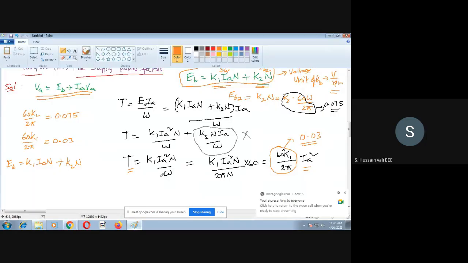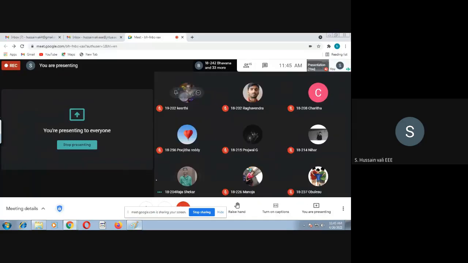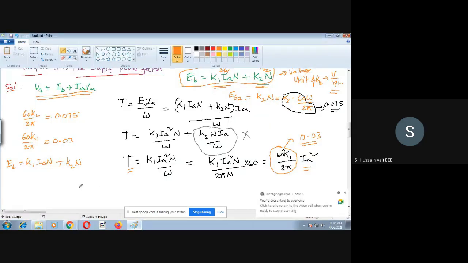Yeah, please see now. Sorry for the interruption continuously. So now you see yourself. Now this K1 IA is there. What you need to understand here is that I can write N in terms of omega. Omega is equal to 2 pi N by 60. If it is 2 pi N by 60, then I can write N as 60 omega by 2 pi.